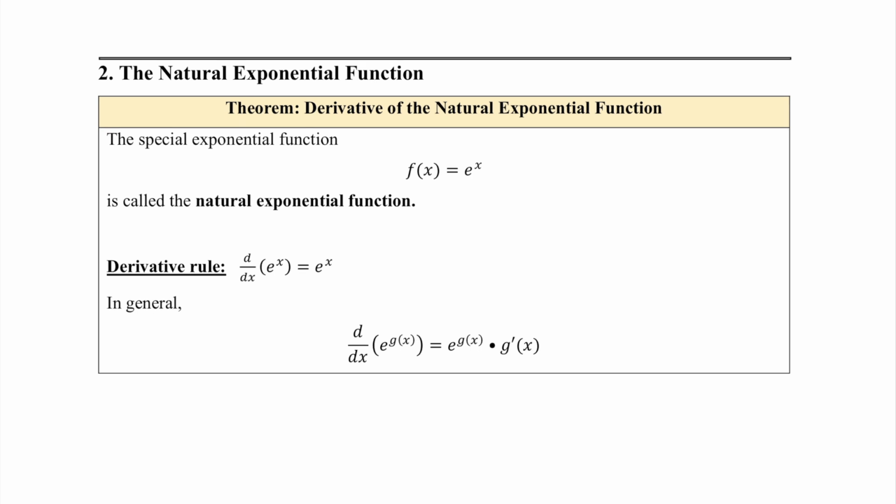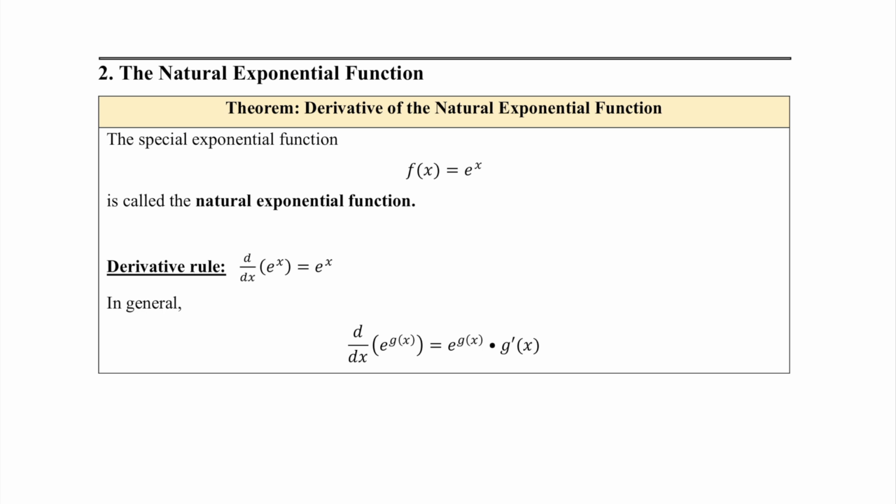Now let's look at a special case. f of x equals e to the x. This is called the natural exponential function. What makes it special is its derivative. The derivative of e to the x equals e to the x. So the function stays the same after differentiation.